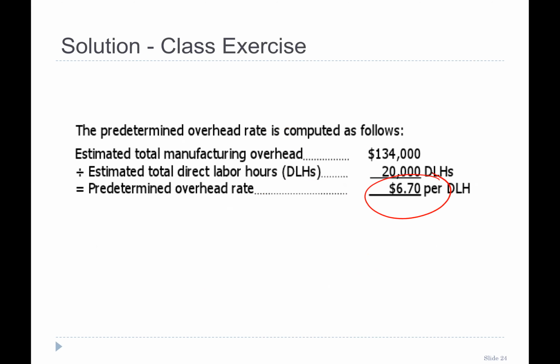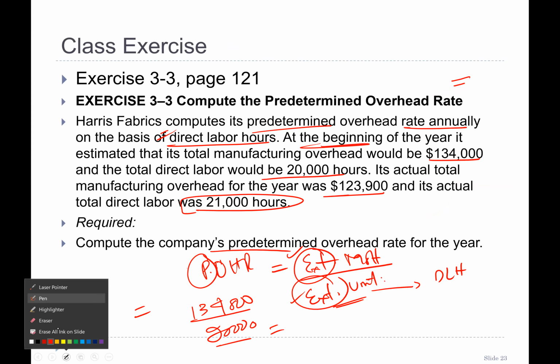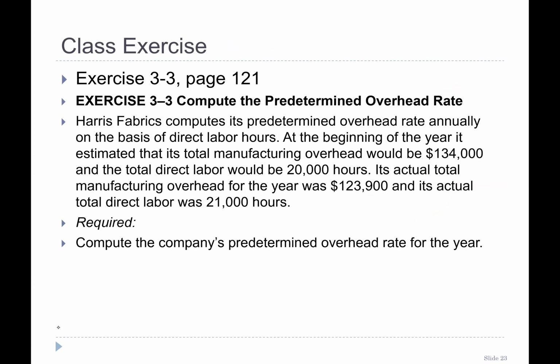6.7. 6.7, right? I pasted the solution here, right? But my question is, now this is the concept that I want to give you here. So my concept is, we have calculated the predetermined overhead rate based on 20,000.